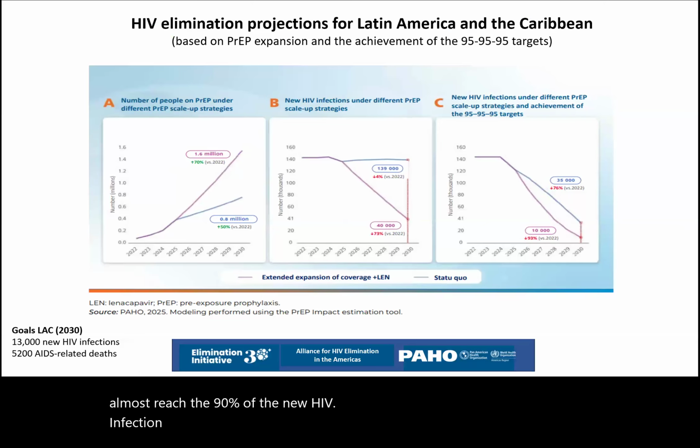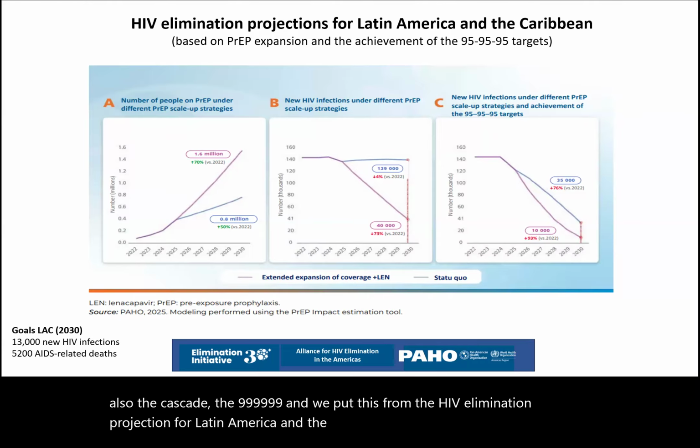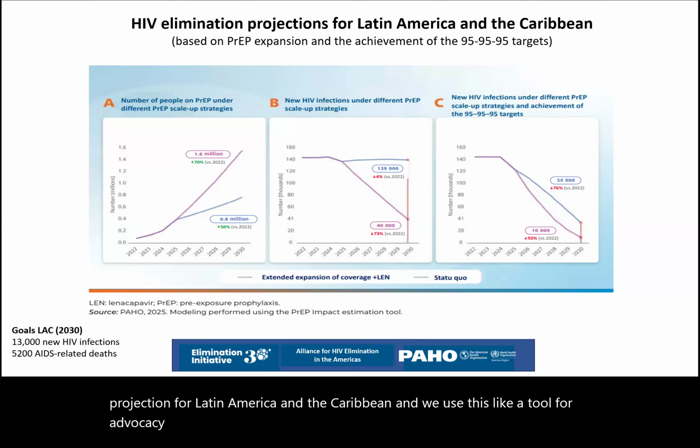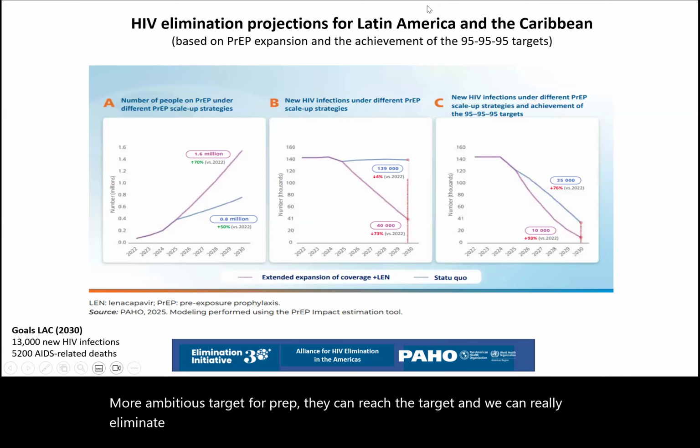We put this projection together with some rapid assessment for moving the cascade, the 99, 99, 99, and we put this into the HIV elimination projection for Latin America and the Caribbean. We use this as a tool for advocacy from the Alliance for HIV Elimination in the Americas, trying to prove to the countries that if they use more ambitious targets for PrEP, they can reach the target, and we can really eliminate HIV in the Americas. Thank you very much. We are here for all the questions that you have.